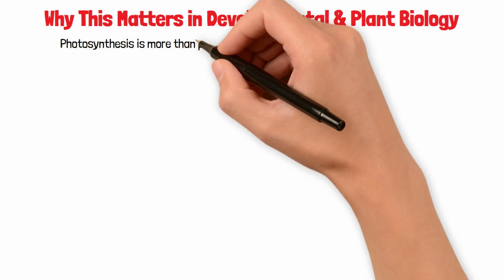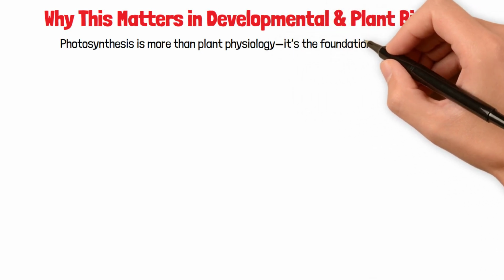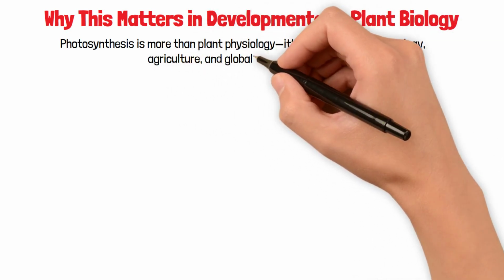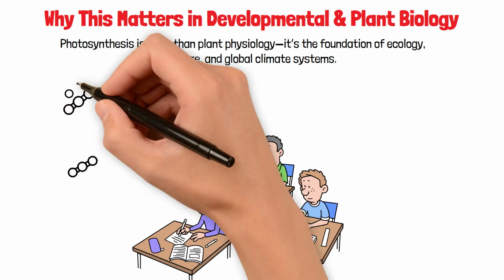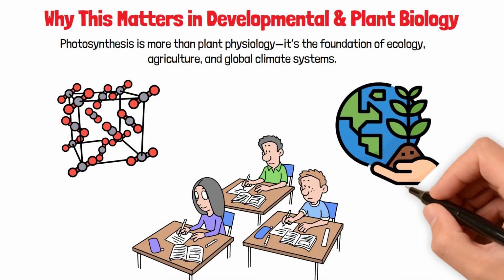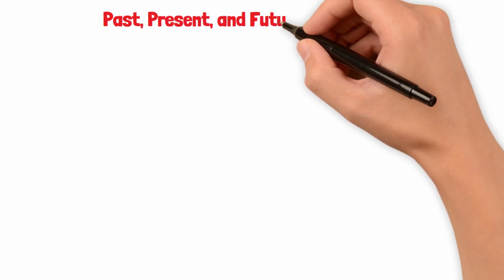Why this matters in developmental and plant biology. Photosynthesis is more than plant physiology. It's the foundation of ecology, agriculture, and global climate systems. For students, it bridges molecular biology with environmental science, past, present, and future relevance.